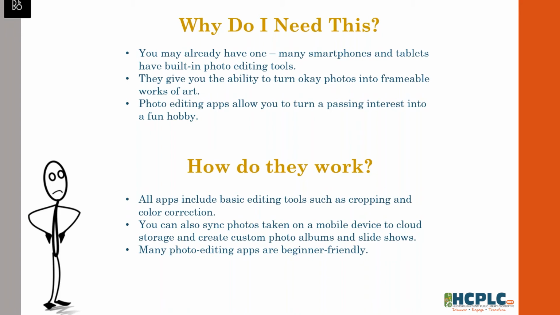So how do they work? All photo editing apps will include the basics. They will give you the ability to do basic editing, like cropping your photos. They'll give you the option to do some color correction. They will also allow you to change the aspect ratio. We're going to take a look at a photo editing app here in a minute, so these terms will make a lot more sense then. Almost all photo editing apps have these abilities. Of course, depending on what app you use, you're going to have more functionality.